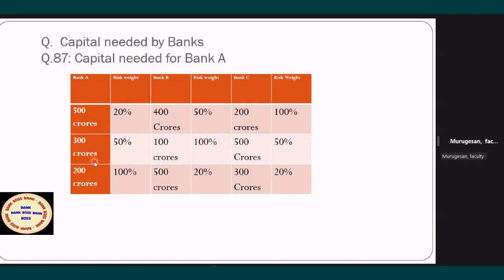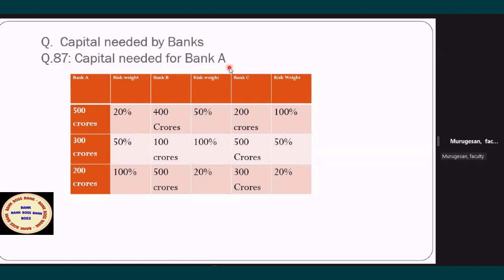Another 300 crores assets they have given to 50% risk category. 50% means A category, rated A. Okay. Some 200 crore they have given. So the total 1,000 crore, and the 200 crore is 100% risk category. Now the question is, what is the capital needed for a bank?